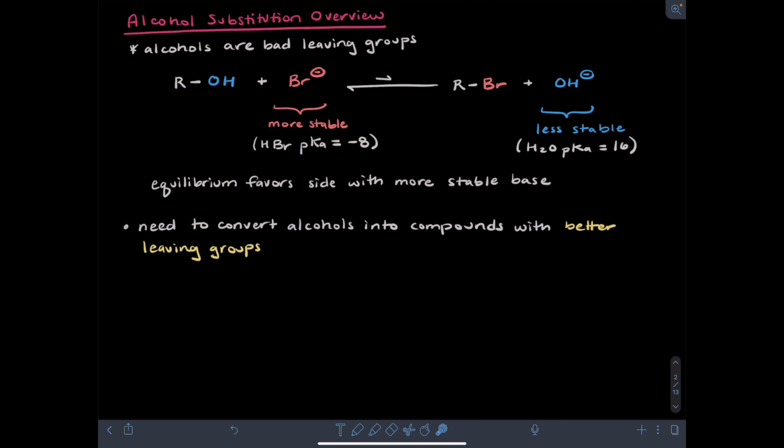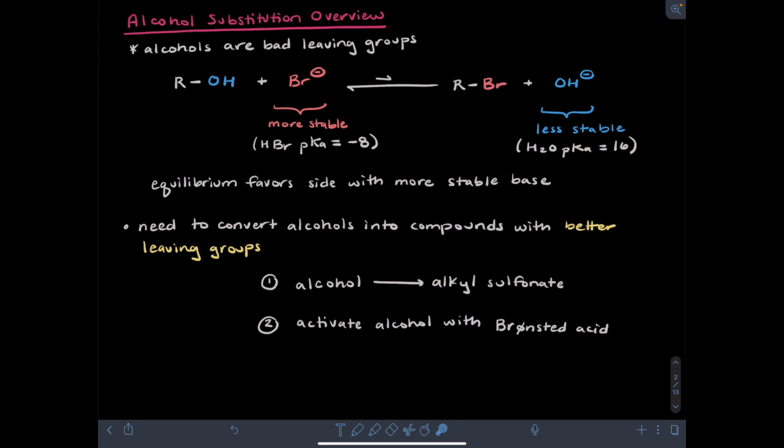In this video, I'm going to show you some methods you can use to convert the alcohol into a compound with a better leaving group that can undergo a substitution reaction. The first method I'll talk about is turning the alcohol into what's known as an alkyl sulfonate. A second method is activating the alcohol with a Bronsted-Lowry acid. And a third method is activating the alcohol with a Lewis acid. The idea in all of these different classes of reactions is that the alcohol itself has an OH group that's a bad leaving group, and you need to convert it into a better leaving group to get a reaction to occur.